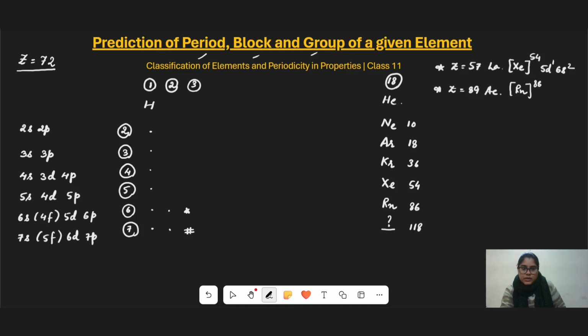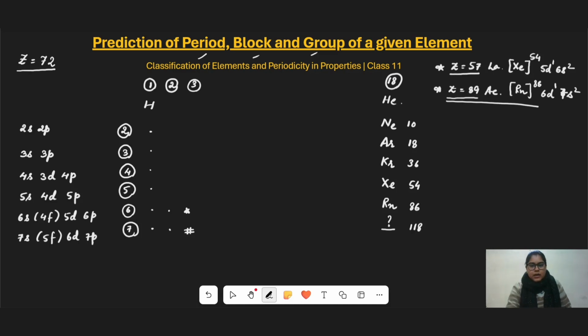Okay. So here, instead of 5f, the next electron, that is the 89th electron, goes to 6d1, and sorry, 7s2. And from the next atomic number onwards, the filling of the 5f starts. So remember these two cases. Whenever you get atomic number 57 and 89, be careful.